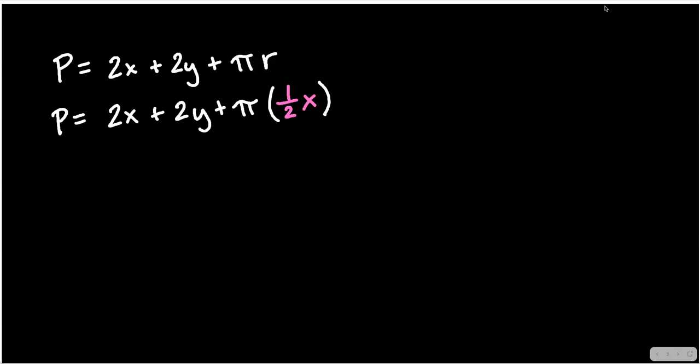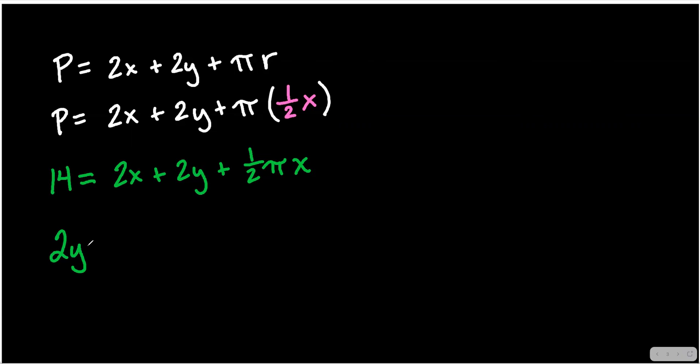I'm going to start plugging in some information that I know. So perimeter, we know needs to be 14. I have my 2x, my 2y, and my half pi x. And I'm going to try and get one of these letters by itself. In this case, I'm going to isolate my y value. So I'm going to move some things around, moving the 2y by itself, which means I have negative 2x, negative 1/2 pi x, and I have 14.